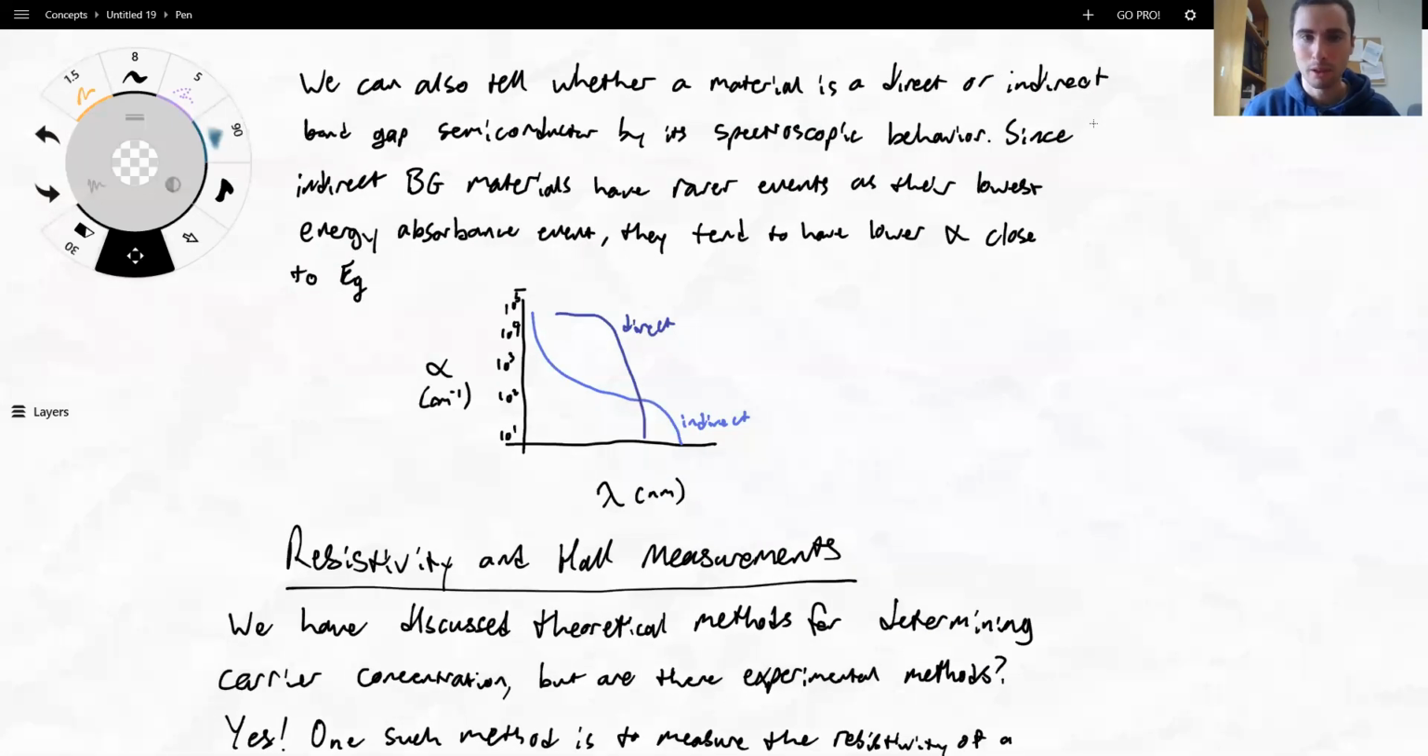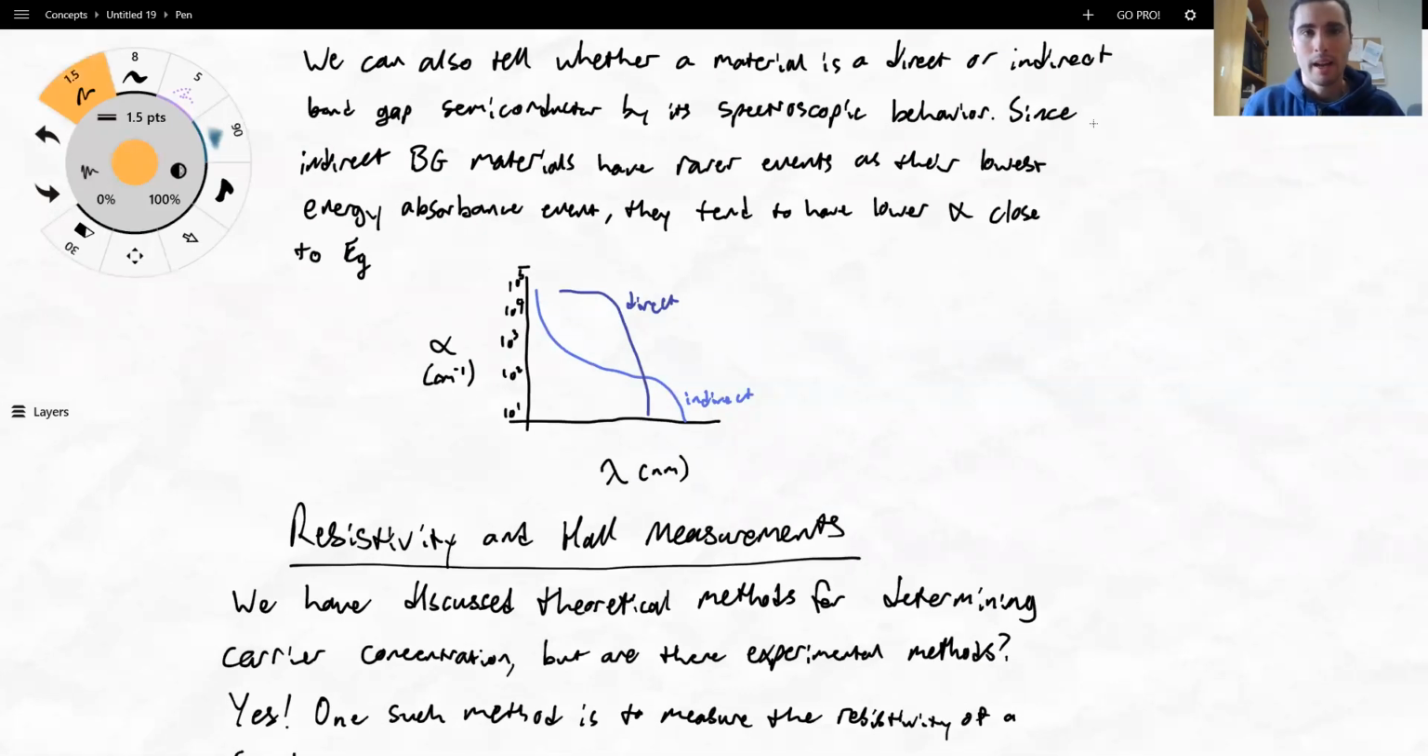So to give you an idea of what that would look like, we have here a direct band gap and an indirect band gap semiconductor. You can see that for this indirect band gap semiconductor, the absorbance stays low close to our band gap, which, remember, is right there as soon as it starts to take off. In sort of the same region, there's our band gap for the other one. For our direct semiconductor, we have a really high alpha value, like 10 to the 5. So that's how you can tell the difference there.